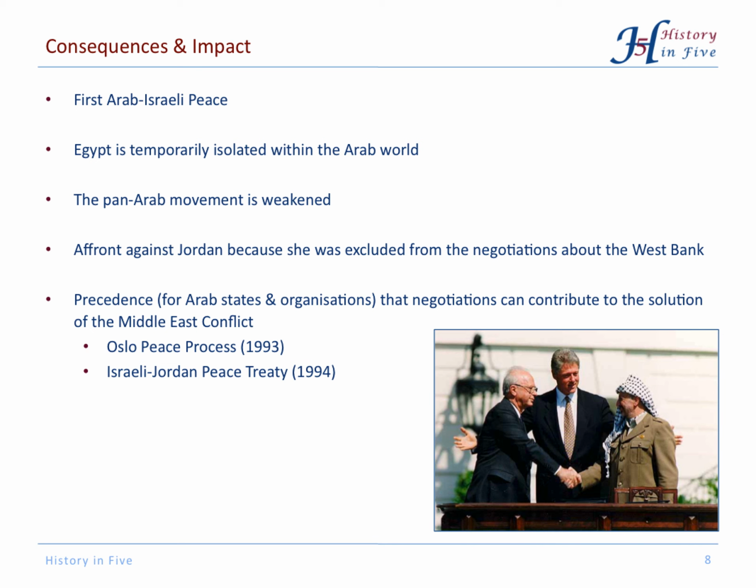Now, as mentioned, the first Arab-Israeli peace treaty. Egypt was temporarily isolated in the Arab world. The pan-Arab movement is definitely weakened, but it was also an affront against Jordan, because there were negotiations about the West Bank, which was formerly a territory of Jordan. But it was a precedent that negotiations can find a solution in the Middle East, and more followed: the Oslo peace process and the Israeli-Jordan peace treaty of 1994. That was the Camp David Accords in 5.